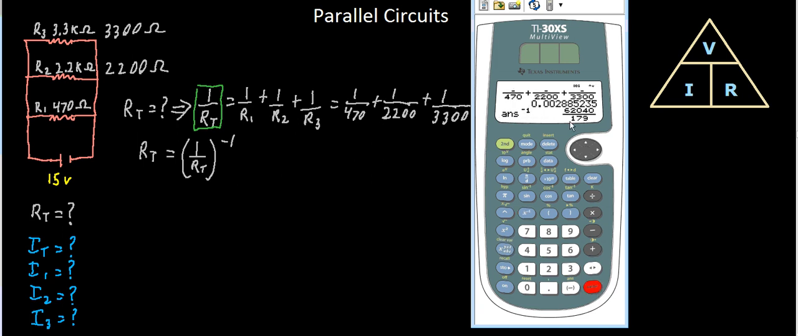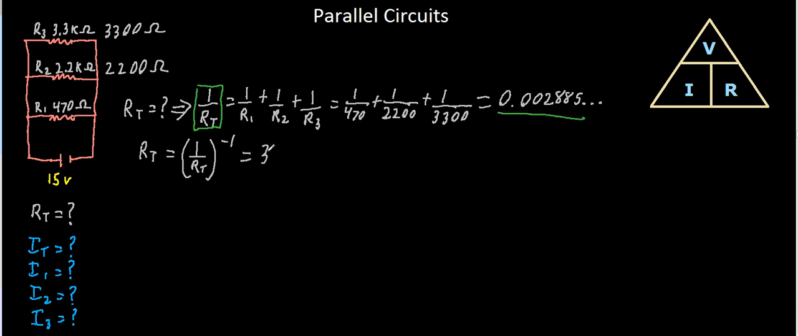And sometimes you'll get this really weird fraction when you use this feature. That's just the exact answer in fraction form. We can easily convert that to a more friendly version of the answer, which is decimal, by hitting this button right here. And we get 346.59 ohms for our total resistance.